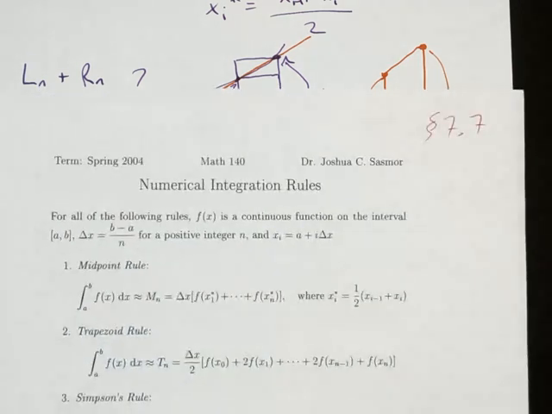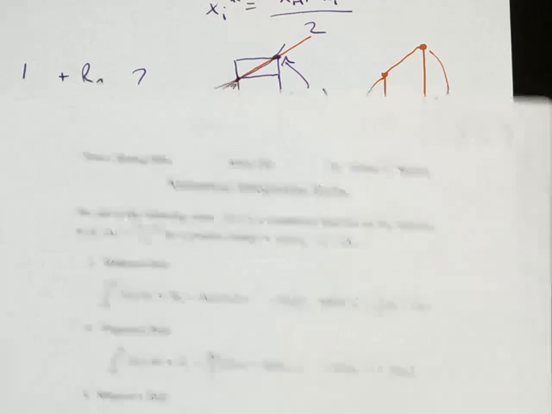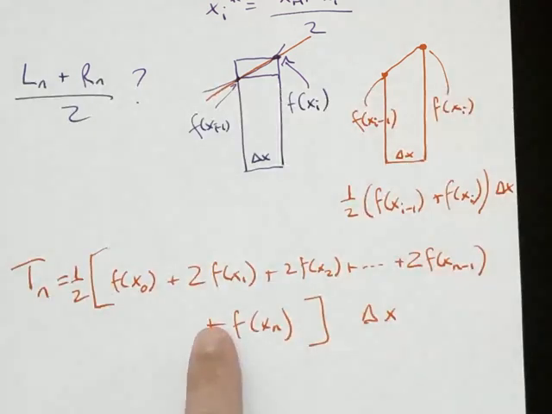You'll be given it. Midpoint rule, see the xi stars? And it tells you on the end what xi star is. And then down here, trapezoid rule, 1/2 delta x, and then 1, 2, 2, 2, 2, 2, 1. Exactly like I wrote here.